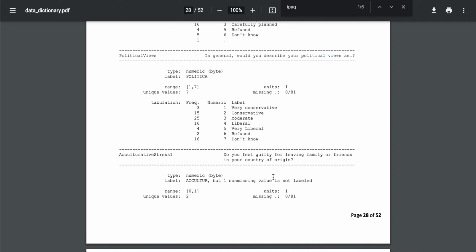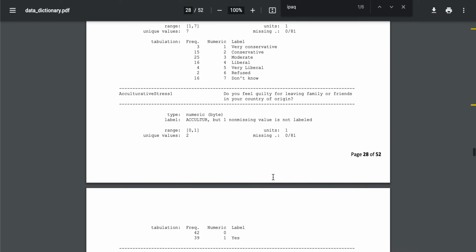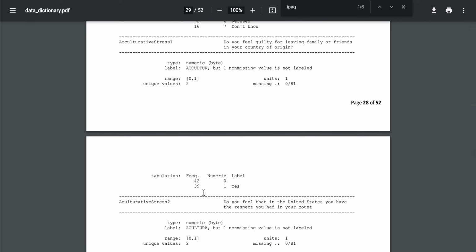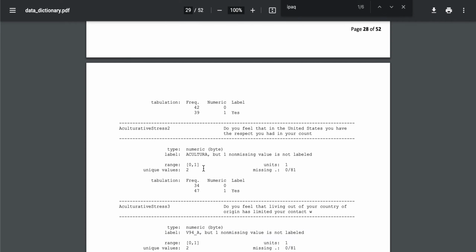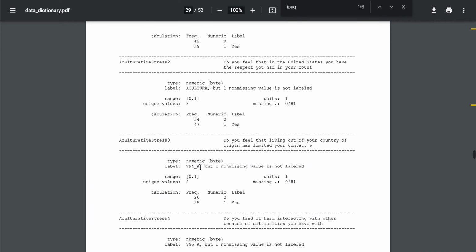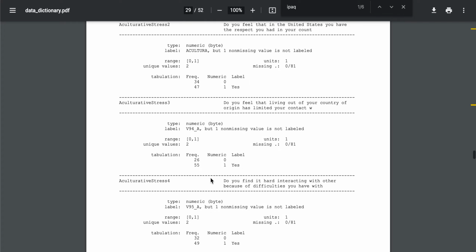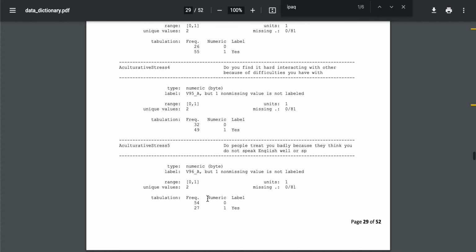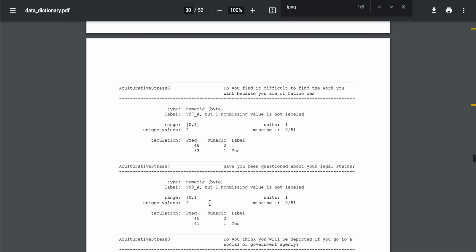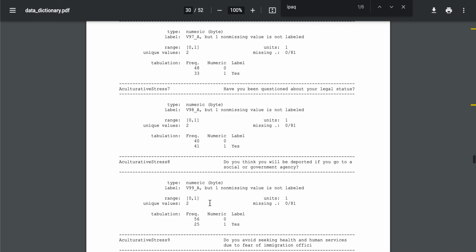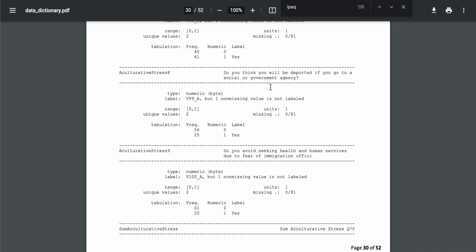Acculturative stress. Do you feel guilty for leaving family and friends? Yes and no. Pretty balanced. Acculturative stress 2. You have the respect you had in your own country. Yes and no. Balance. Stress 3. More or less balance. Nothing missing. So we go from stress 1 to stress 8, and all of them are more or less balanced, and you can look at the questions.